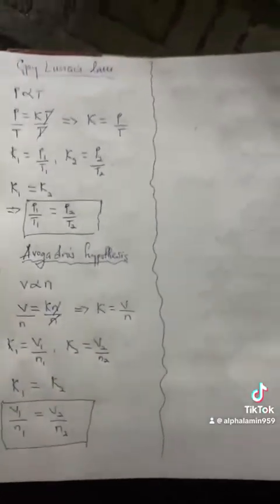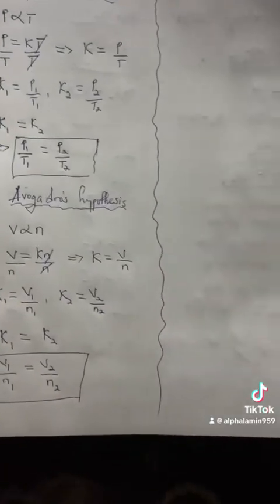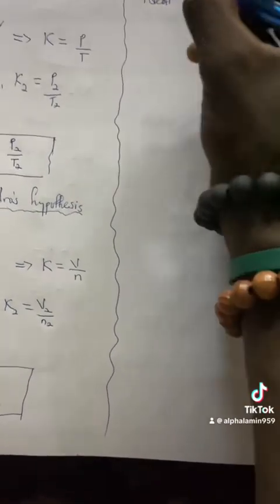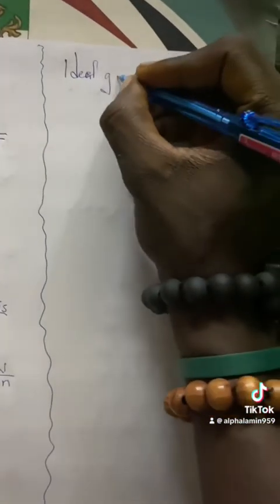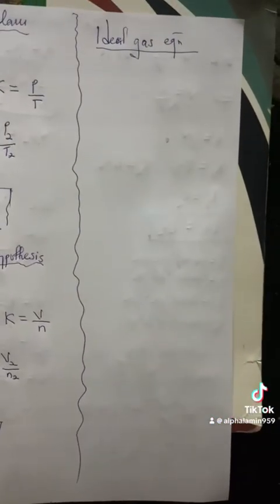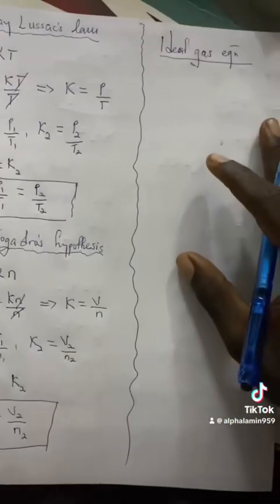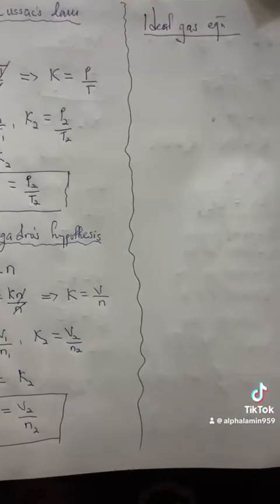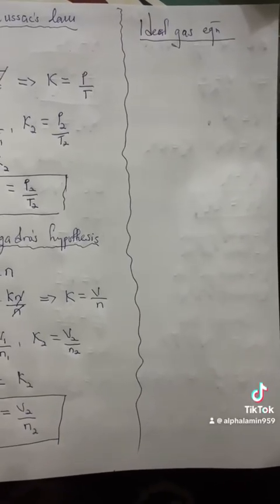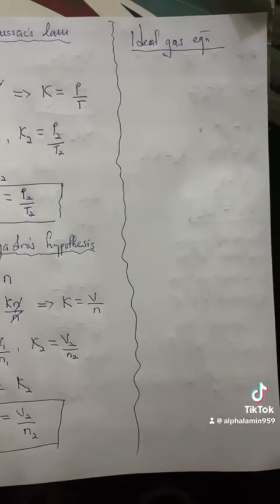So let's look at another aspect that is very, very important, and that will be the ideal gas equation. First of all, we need to understand what an ideal gas is. An ideal gas is a hypothetical gas that obeys all the gas laws. It obeys Boyle's law, Charles' law, Gay-Lussac's law. It obeys Avogadro's hypothesis and all.